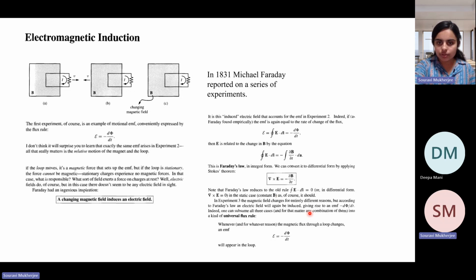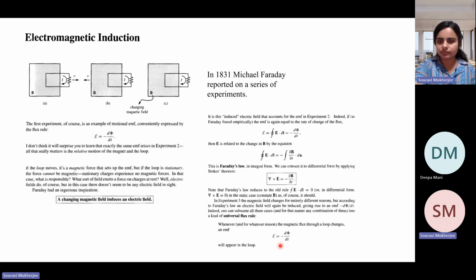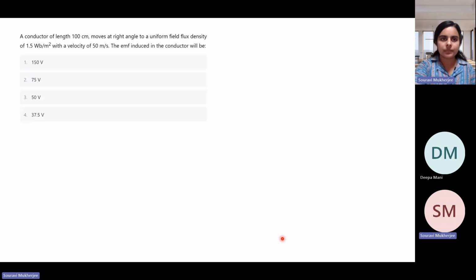So whenever, for whatever reason, the magnetic flux through the loop changes, that results in an EMF. It's also important to note this minus sign. This tells us something, and I'll come to that. This also leads to a rule. I think most of you already know it, but what it's telling you is that the EMF direction is such that it tries to nullify the cause that is resulting in the flux change.